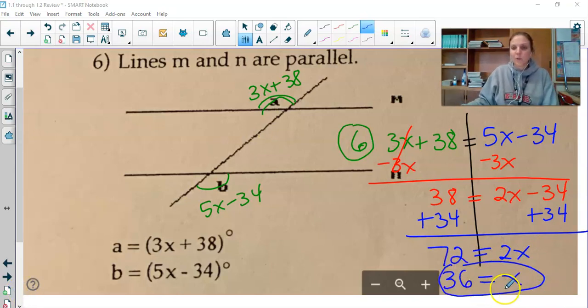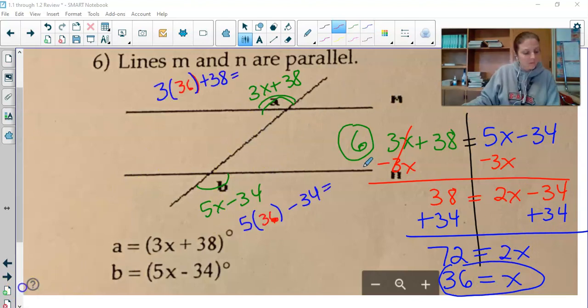And x equals 36. But again, don't stop here. The goal is to figure out the angle measure. So you're going to take 36 and plug it back into each one of these angles. Okay, so in each instance, I plugged it in and I got 146.